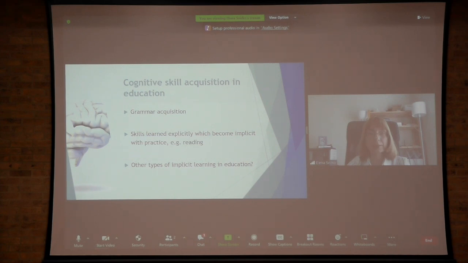There are other cognitive skills which are first acquired explicitly and become implicit with practice, such as reading. And there may be other cognitive skills being acquired implicitly, which researchers have not focused on yet. So I always found that when doing a lot of algebra problems of a particular type, after practicing them, if you look at another problem, your brain solves it almost automatically. So maybe there is some implicit learning happening in mathematics as well.